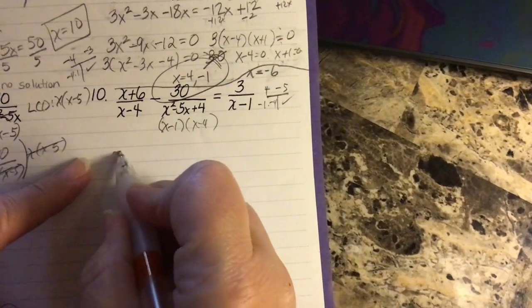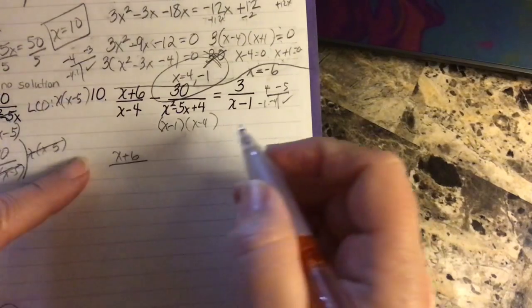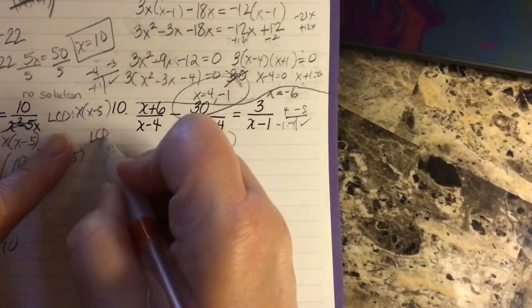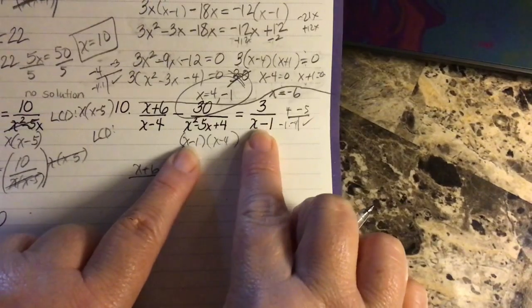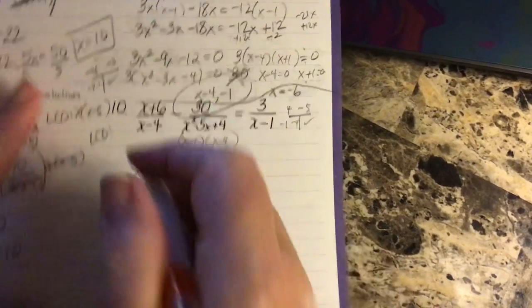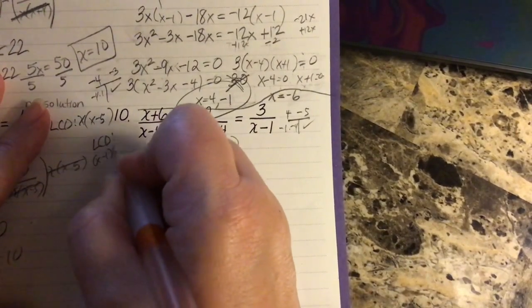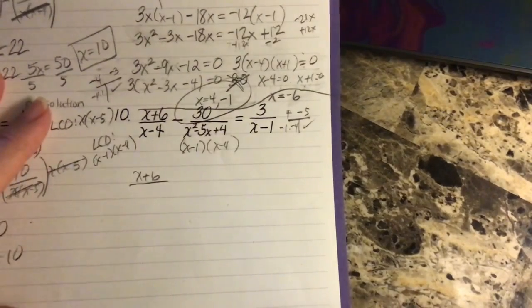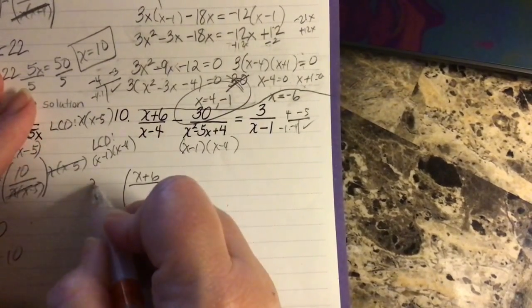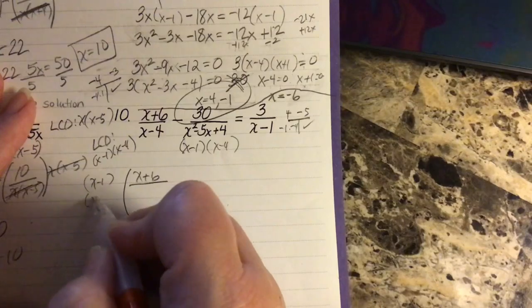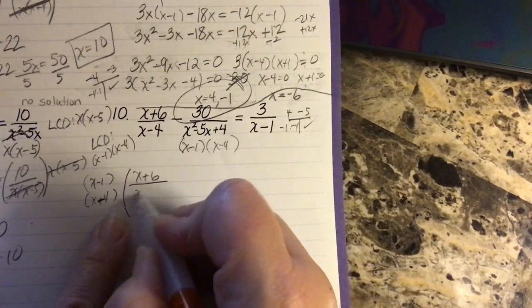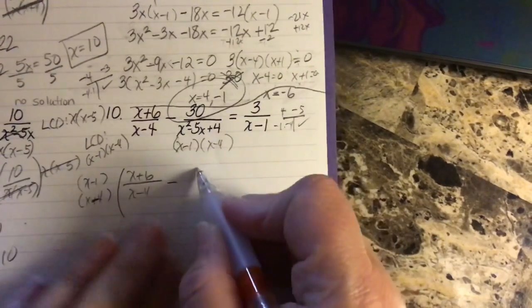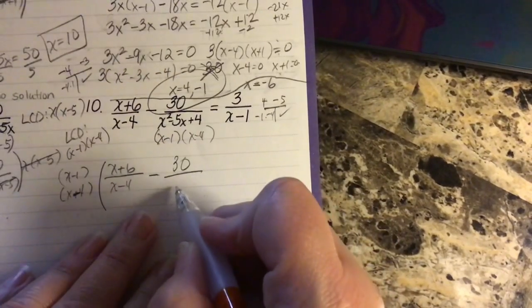I am going to find my least common denominator first. That least common denominator is going to be x minus 1 times the quantity x minus 4. I'm going to multiply both sides by that least common denominator, x minus 1 times x minus 4. It is a subtraction sign, so it looks like an addition. Let me bring down those fractions above.